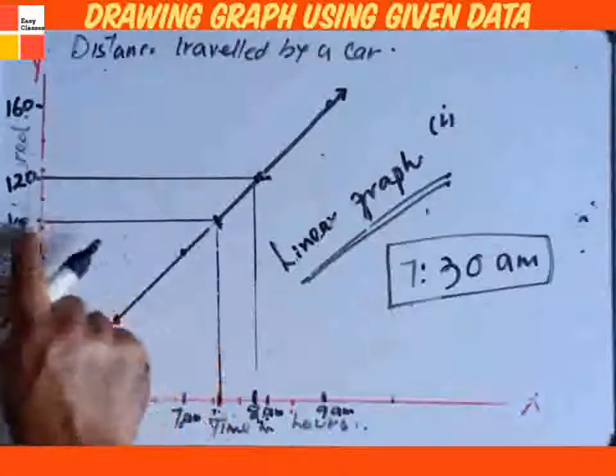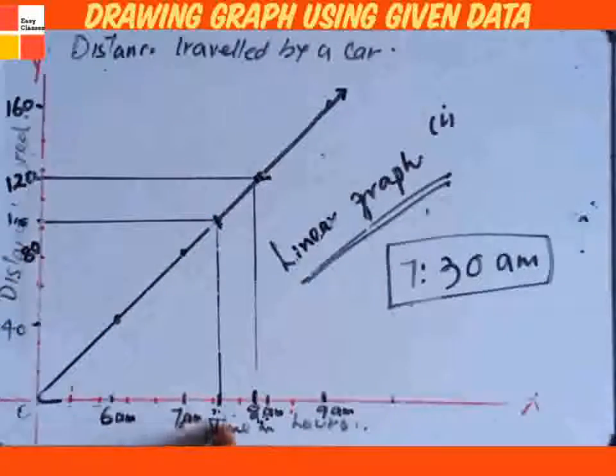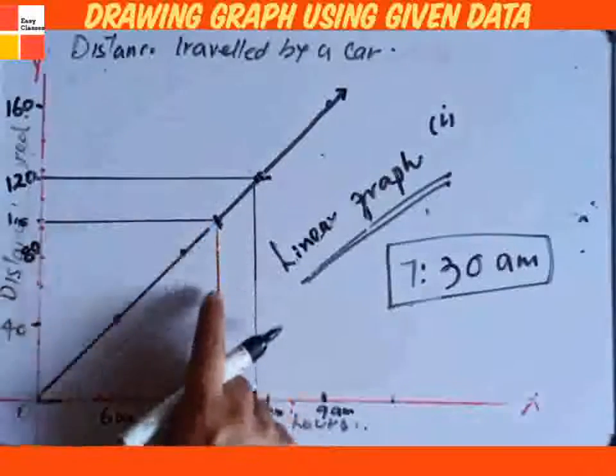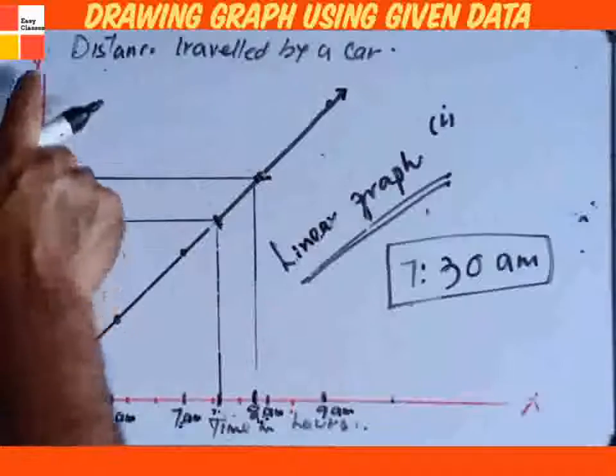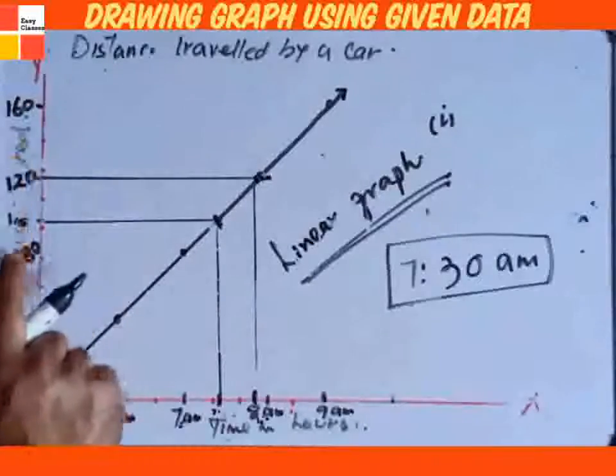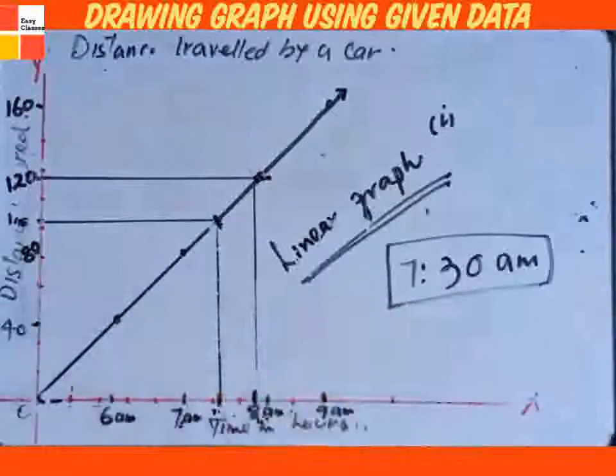So what we have to do is first locate the distance on the y-axis, and then correspond that point with the time on the x-axis, so it will be 7:30 a.m. This is how we can draw the graphs, and we also come to know what linear graphs are. So this is all about these graphs.